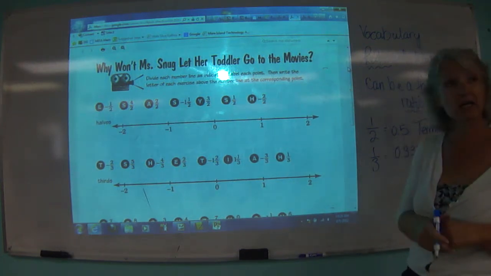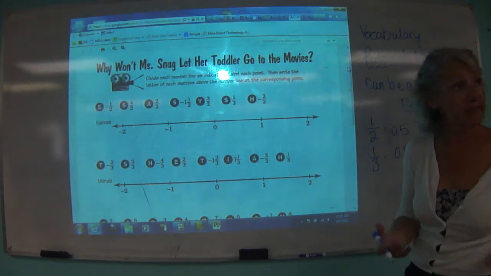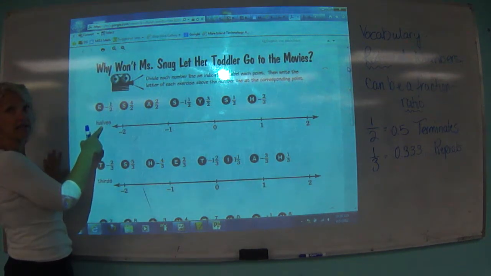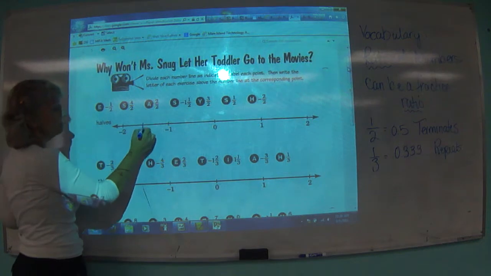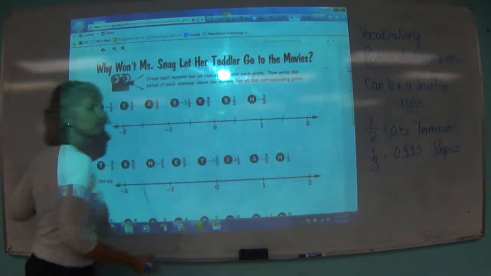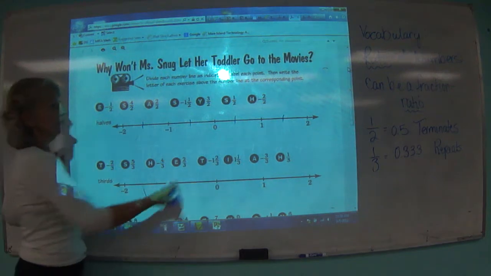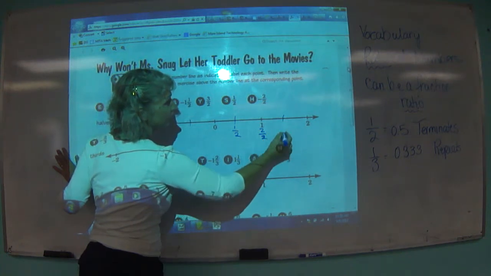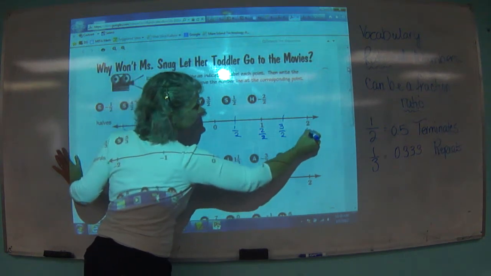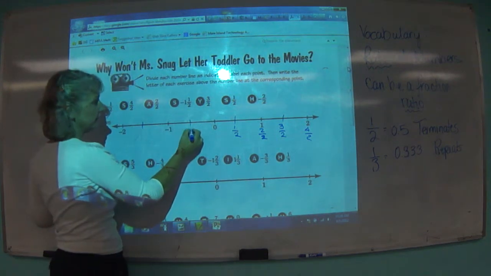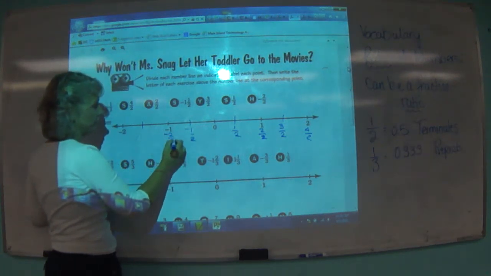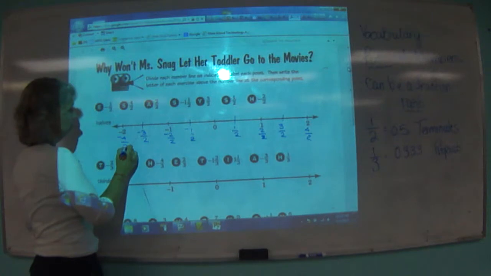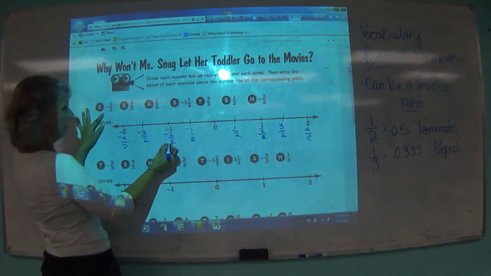So what we're doing on here is we're looking at fractions and putting them in order. For example, this one already tells us they're in halves. So we know that we're going to take each of these integers and put them in halves. Between 0 and 1 comes 1/2. Then 2 halves, which is the same as 1, 3 halves, and 4 halves. Negative 1/2, negative 2 halves, negative 3 halves, negative 4 halves. And then you can go through and match them up.